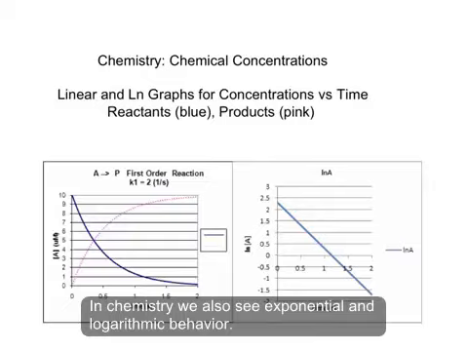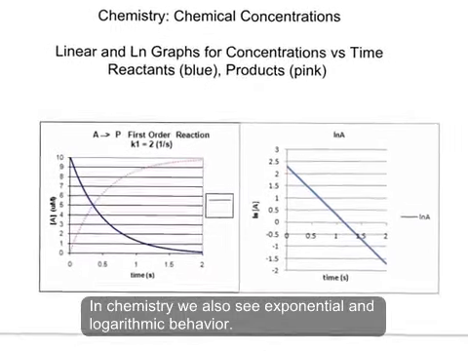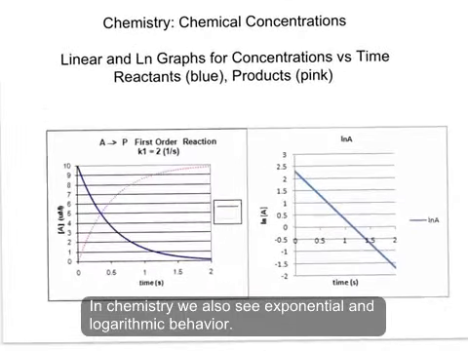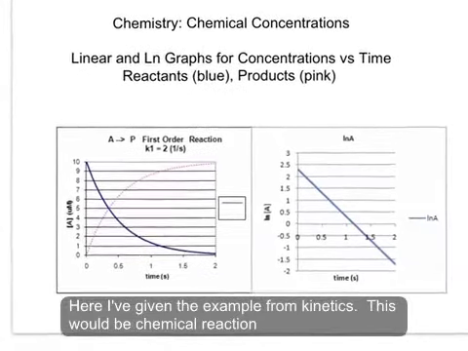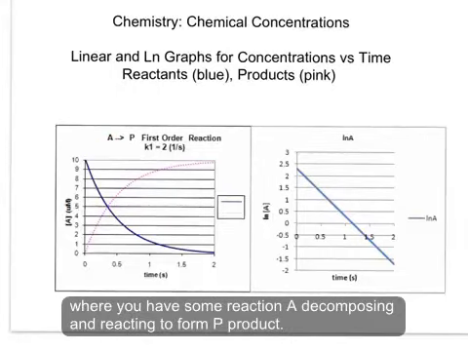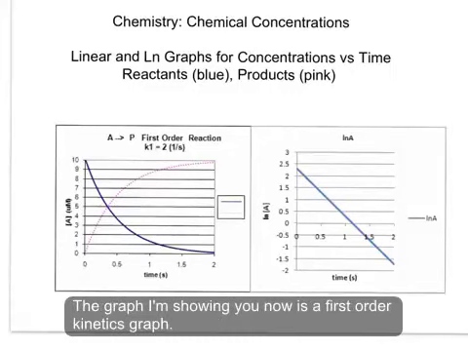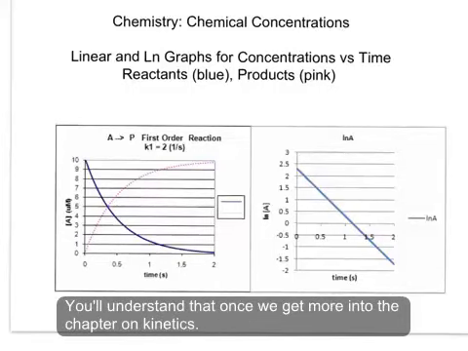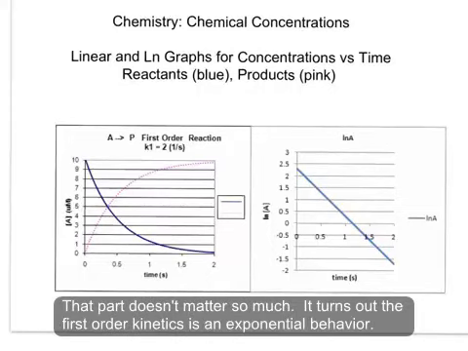All right, so in chemistry, we also see exponential and logarithmic behavior. And here I've given the example from kinetics. So this would be a chemical reaction where you have some reactant A decomposing and reacting to form P product. And the graph I'm showing you now is the first order kinetics graph, and you'll understand that once we get more into the chapter on kinetics, but that part doesn't matter so much.